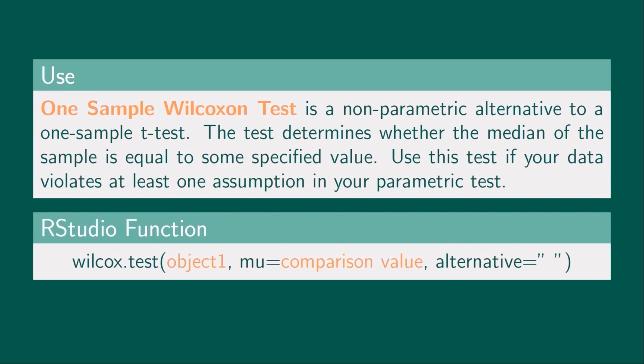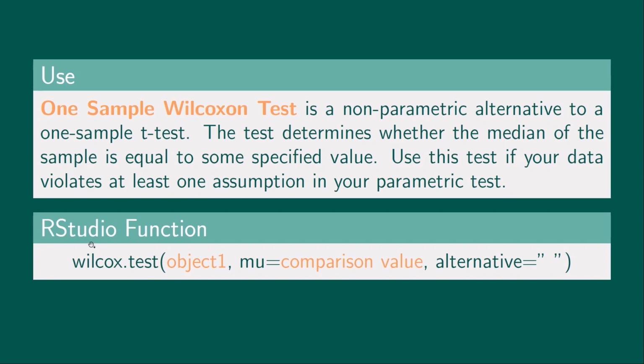If the data violates any of the assumptions, we use the one sample Wilcoxon test. This is a non-parametric alternative to a one sample t-test. The test determines whether the median of the sample is equal to some specified value.